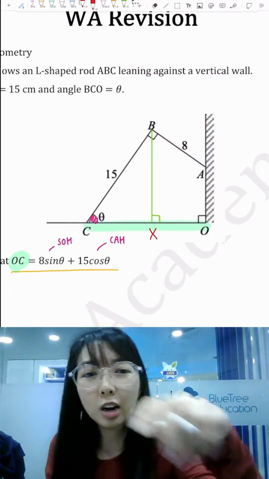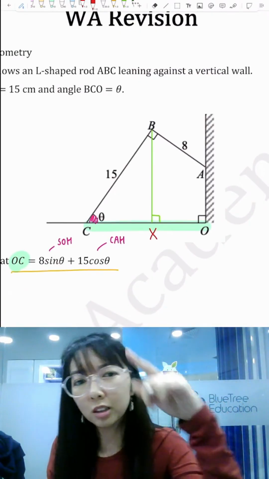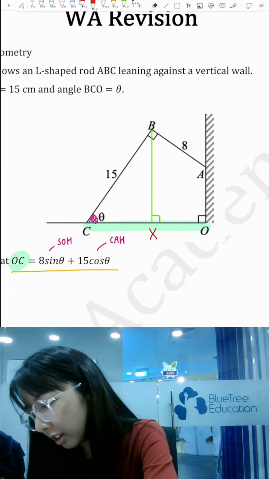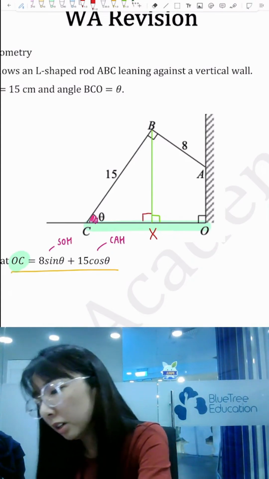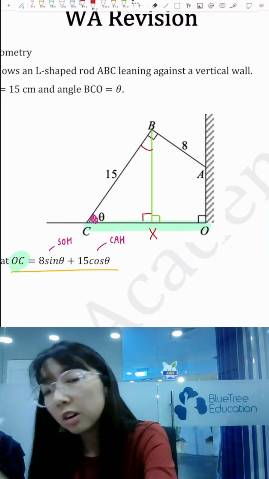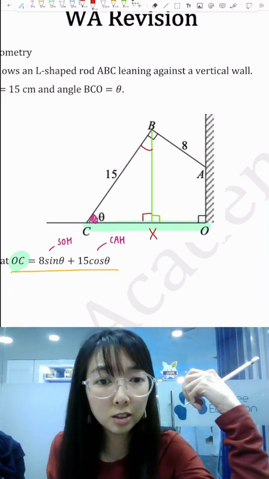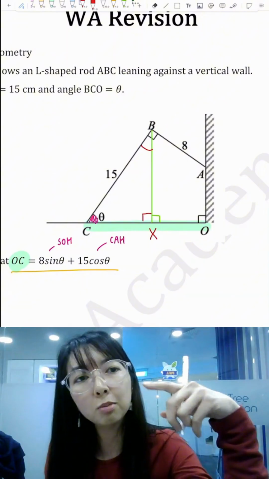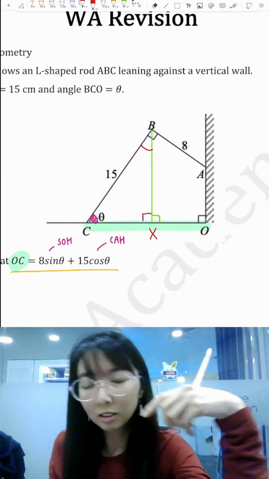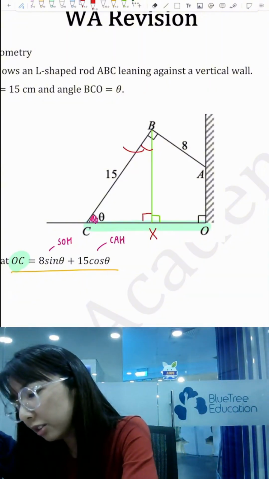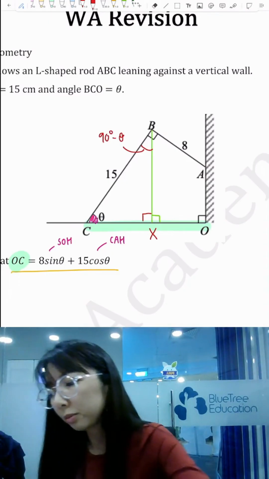Now, so I draw out BX. Then you realize that this angle here will also be 90. Then this angle over here, angles in a triangle is 180, right? So 180 minus theta minus 90, you're going to get this angle is 90 minus theta.